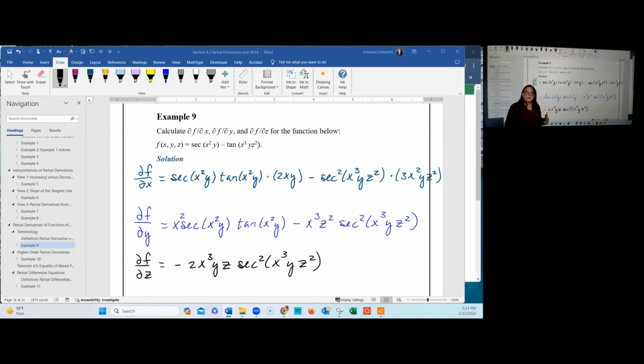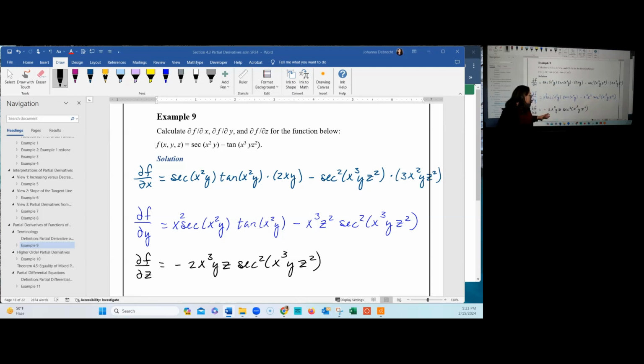When we do the partial with respect to y, we're holding x and z as constants. This derivative of secant will again give us secant tangent with the same argument as the original, x squared y, multiplied by the derivative of the original argument, but with respect to y, which gives us x squared. On the second one, the derivative of tangent again gives us secant squared with the original argument, multiplied by the derivative of the original argument with respect to y, which is x cubed z squared.